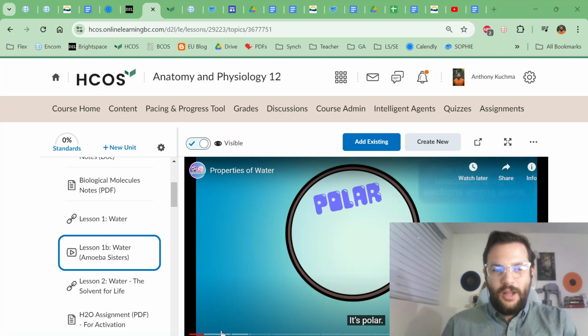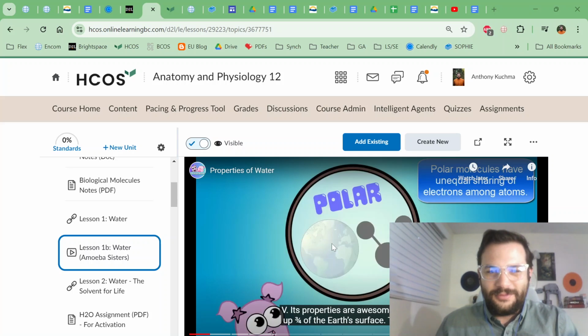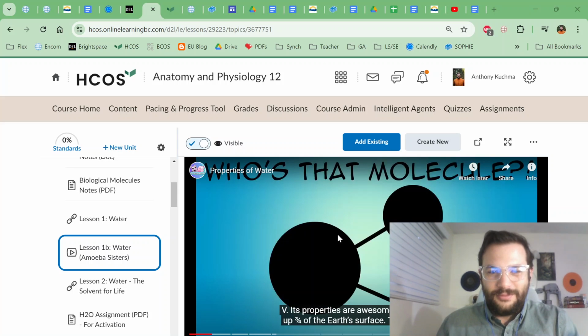It's polar. It's shaped like an outstretched V. Its properties are awesome, and it makes up 3/4 of the surface of the Earth. That one always gives it away. Our favorite molecule is water.